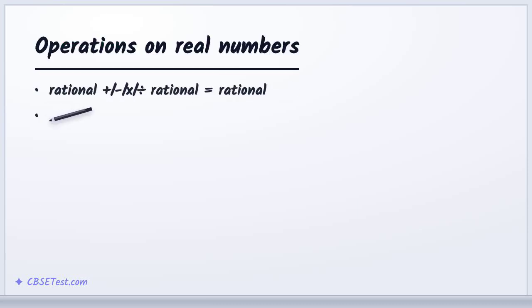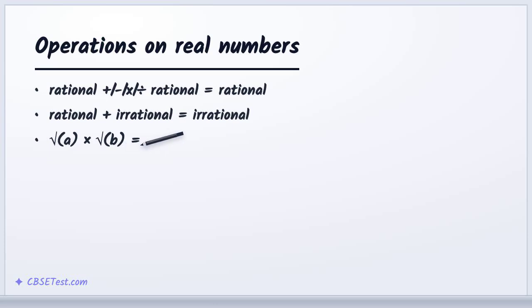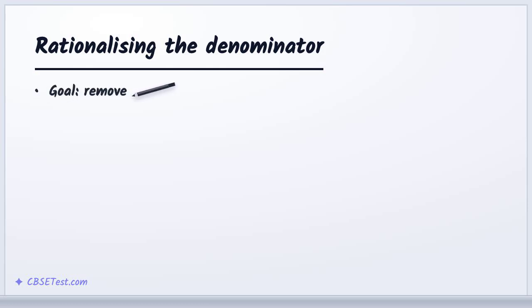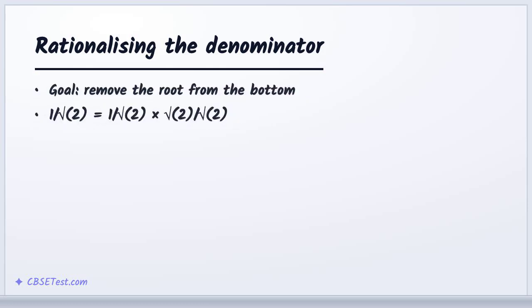Real numbers obey friendly rules. Combine two rationals and you stay rational. But add a rational to an irrational, and the result is always irrational. For roots, the product of root a and root b is root ab, and division works the same way. We usually don't like a square root sitting in the denominator. To clear it, multiply top and bottom by that same root. So 1 over root 2 becomes root 2 over 2. Same value, but much tidier.